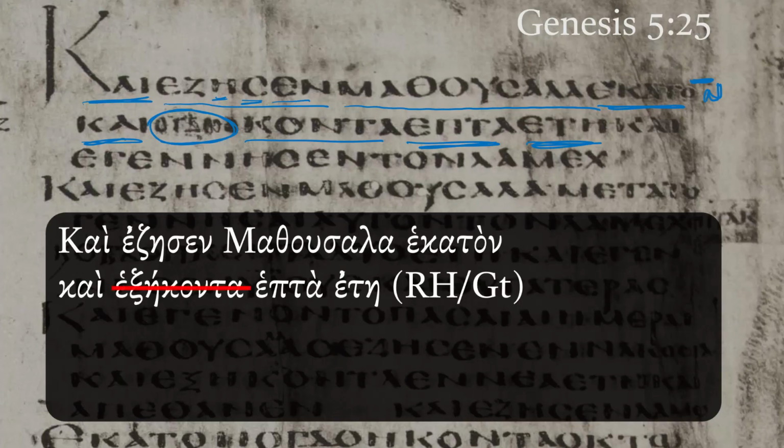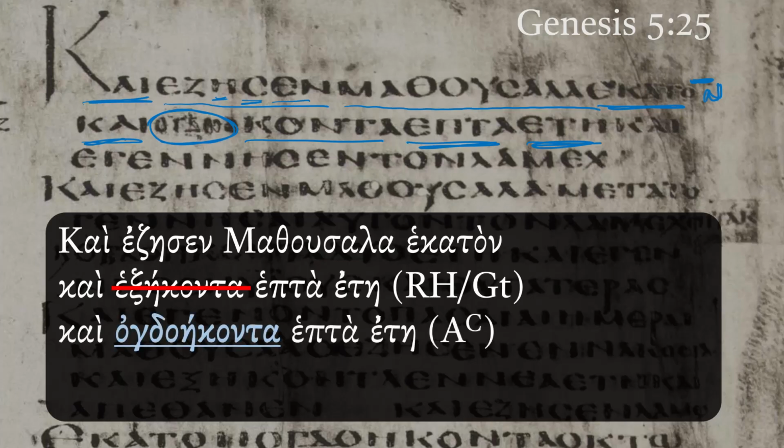Well, a corrector has come in and erased at least the first part of hexaconta and written agdoeconta. They've replaced 60 with 80, and you can see they tried to smudge it in there. And so that's going to be the corrector to Alexandrinus. As you can see, we would list that with the C there.